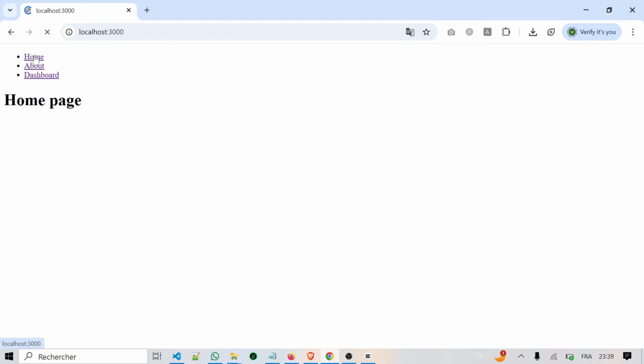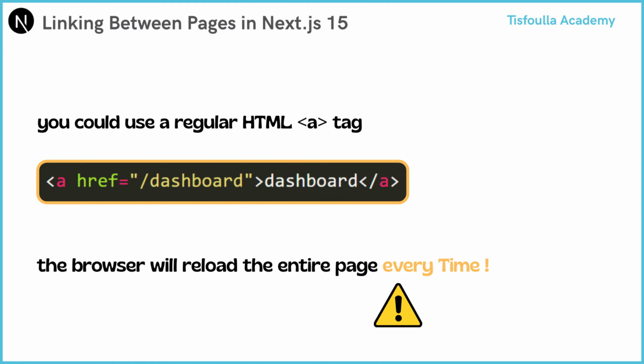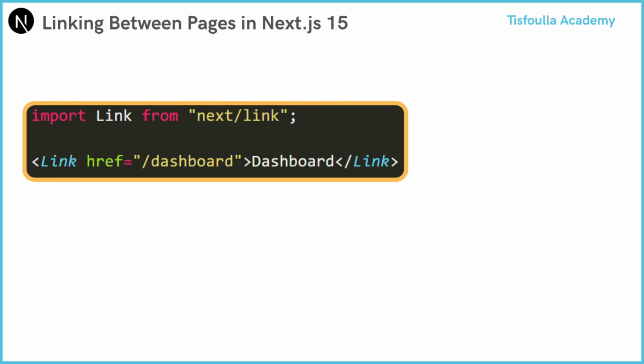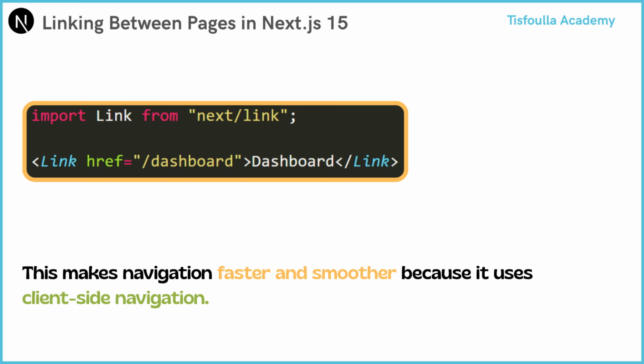So here's the issue. Using a normal anchor tag causes full page reloads. Next.js solves this problem by providing a component called Link from Next/Link. This makes navigation faster and smoother because it uses client-side routing. That means when you move between pages, only the content changes without reloading the entire app.